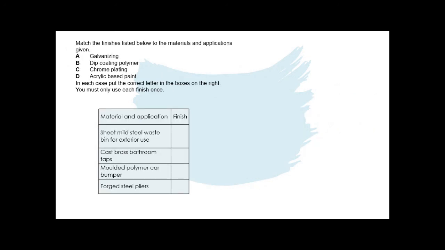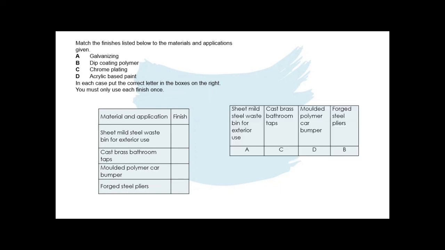Match the finishes listed below to the materials and applications given: galvanizing, dip coating, chrome plating, acrylic based paint. Again, a multiple choice question. Have a look through your notes, try and answer them, and then pause it and we'll go through the answers. Mild steel would be galvanizing, bathroom taps would be chrome plating, car bumper would be acrylic based paint, and steel pliers would be dip coating.